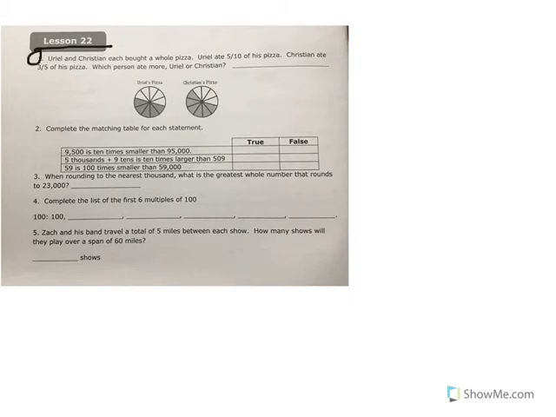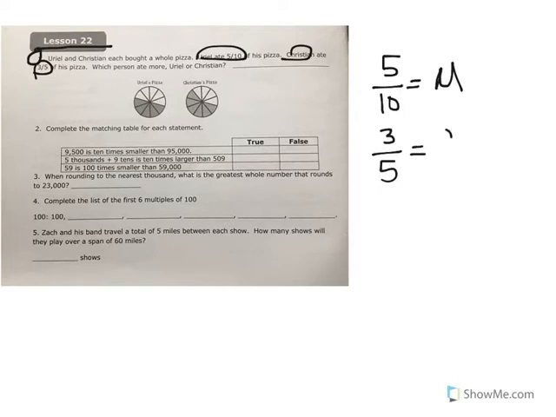So number 1, Uriel and Christian each bought a whole pizza. Uriel ate 5/10 of his pizza, so 5/10 was Uriel. And Christian ate 3/5 of his pizza, so 3/5 was Christian. Which person ate more? Uriel or Christian?